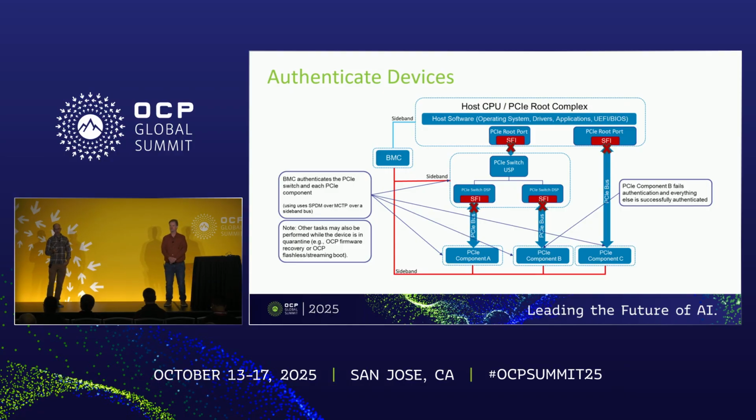One other thing I would note here is that in addition to authentication, at this point where the devices are still in this quarantine mode, you can do any number of other configuration operations. So if the firmware on the component was corrupt, you could use the OCP Secure Firmware Recovery to recover from that. If it didn't have a flash chip for the firmware, you could do the OCP flashless or streaming firmware update or any number of other configuration tasks.